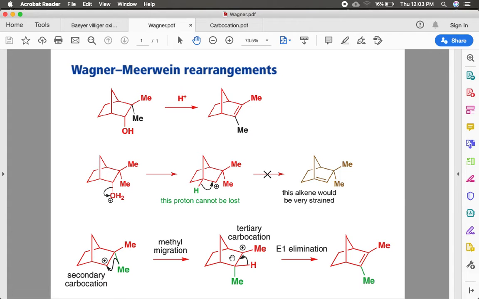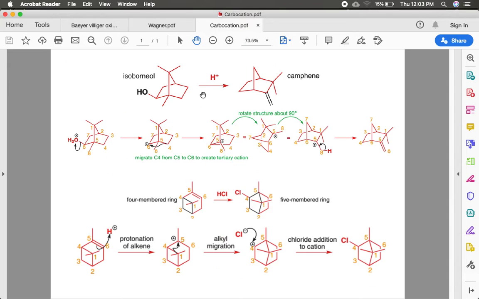So this intermediate, which is finally a tertiary carbocation, does not have to rearrange further, so it will simply lose a proton to give the final product. It is another example of carbocation rearrangement. These are actually synthetically useful reactions, so you get camphene from isobornyl, and the carbocation rearrangement happens there.